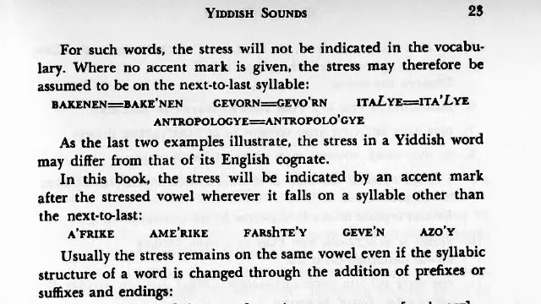For the purposes of the textbook, if no stress is indicated by this little accent mark, then you can just assume that the stress falls on the second syllable from the last. So it's bekennen, geworden, Italia, Anthropologia, and so on. Here you see it's an uppercase L, so it's a softer L, Italia, not Itali. Well, you can't actually pronounce it any other way, so it's Italia.